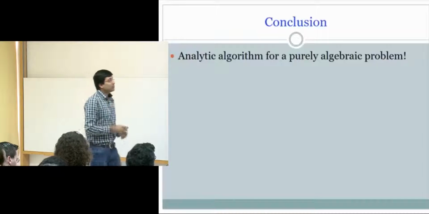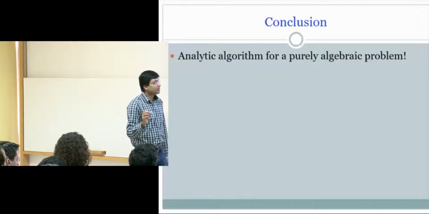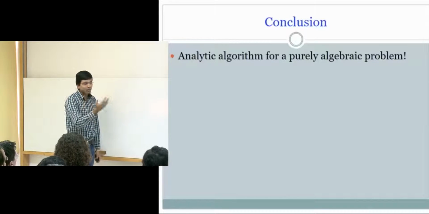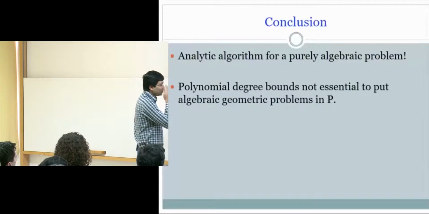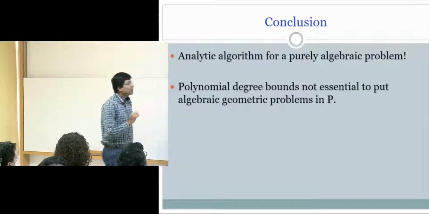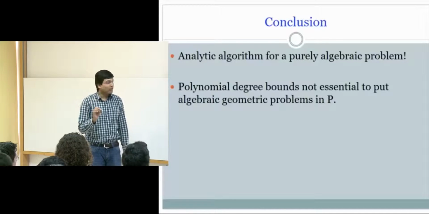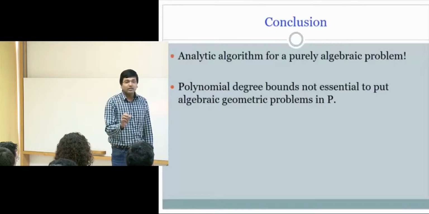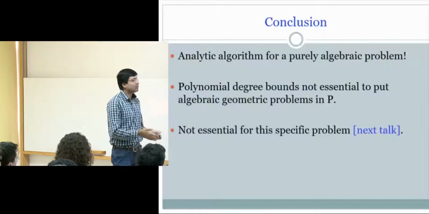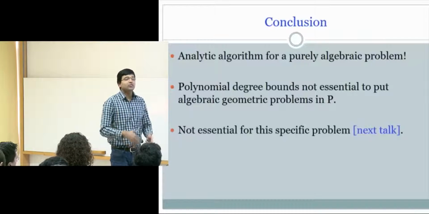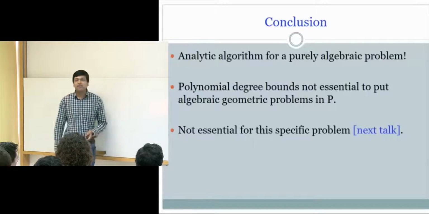The conclusion: the point is that this is an analytic algorithm for a purely algebraic problem. Maybe for some other PIT tests, we should also look for analytic algorithms. This shows that polynomial degree bounds are not really essential to put algebraic geometric problems in P. We didn't have polynomial degree bounds, we had exponential degree bounds, but we still solved the null cone of the left-right action in P. Of course, for this problem, this is not as essential as there are polynomial degree bounds, but maybe for other problems with exponential degree bounds, you can still put the problem in P.